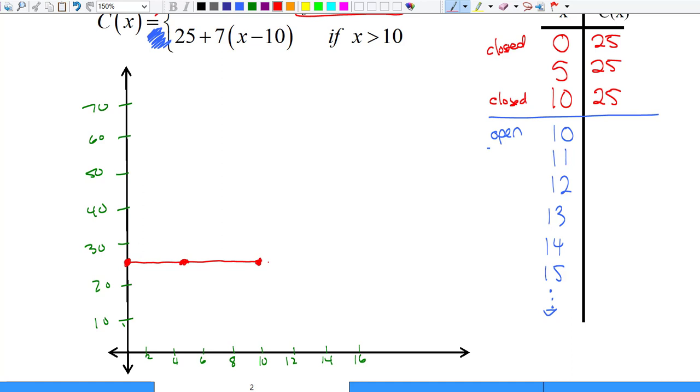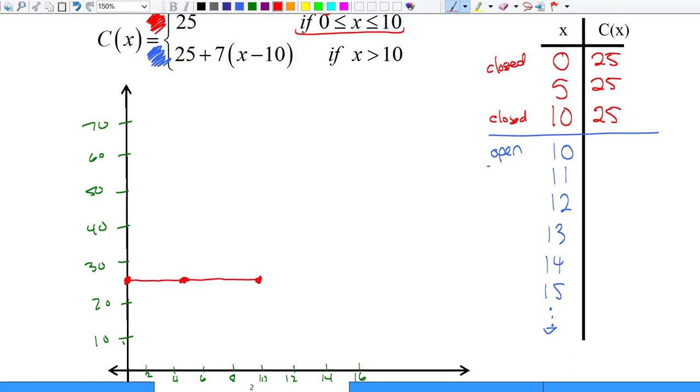To figure out what the blue function is, I'm going to go ahead and plug the values into the second equation. 25 plus 7 times 10 minus 10. Let's see. 10 minus 10 is 0, and 0 times 7 is 0, so 25 plus 0 is 25. The next one, if I do 25 plus 7 times 11 minus 10, that's 25 plus 7 times 1, so that's 32.